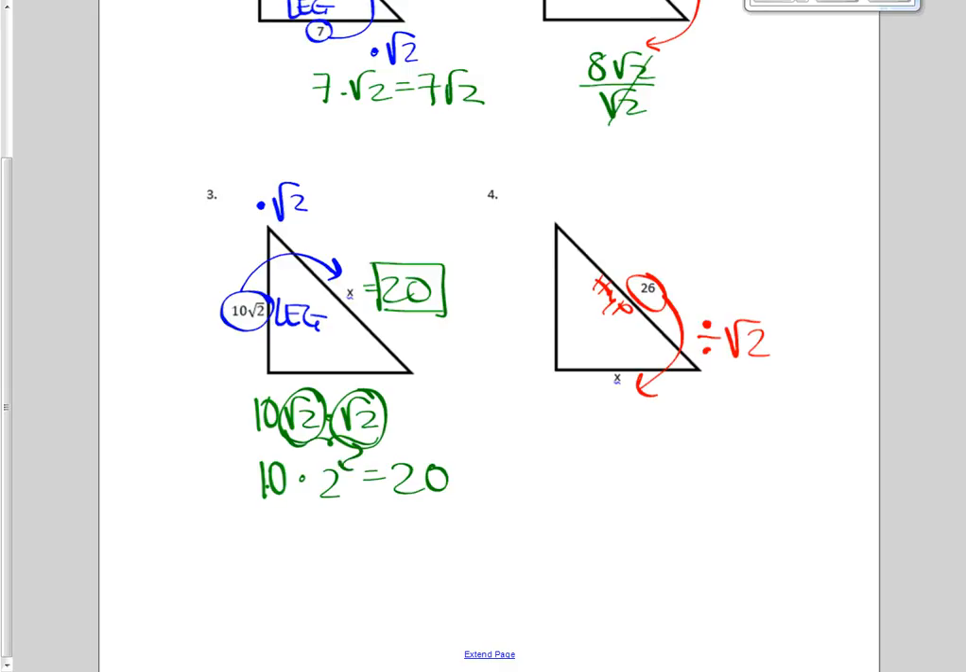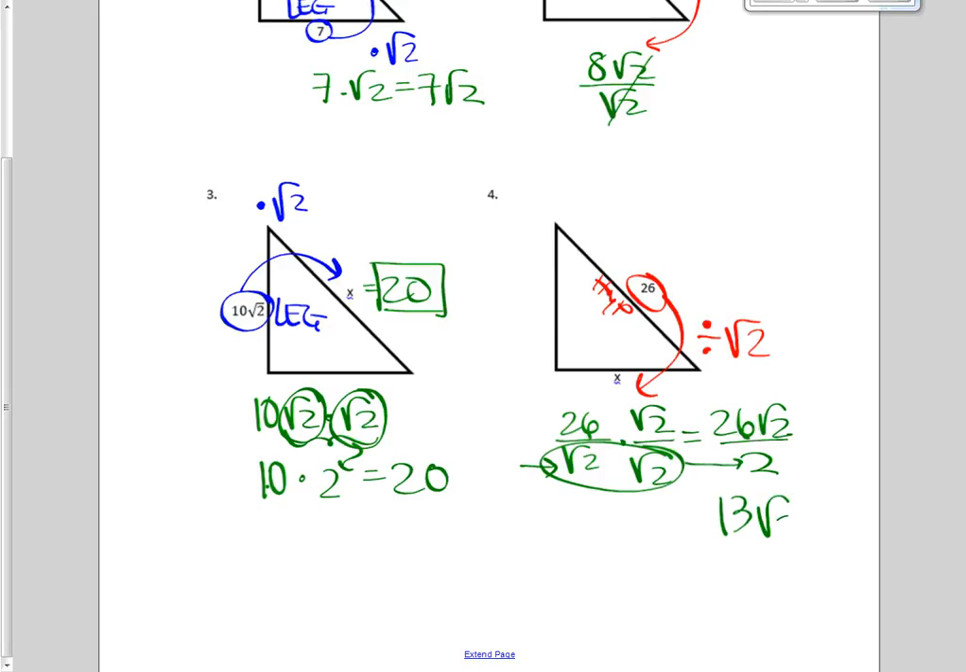Over here, I've got 26 divided by radical 2. This is the most tricky case. So this is the one where I can't have a radical on the bottom. So in order to get rid of it, I have to multiply by radical 2 on the top and the bottom. That gives me 26 radical 2 over a regular 2. Again, same thing here. Multiply the same radical by the same radical, and it makes the radical go away. Well, 26 divided by 2 is 13.